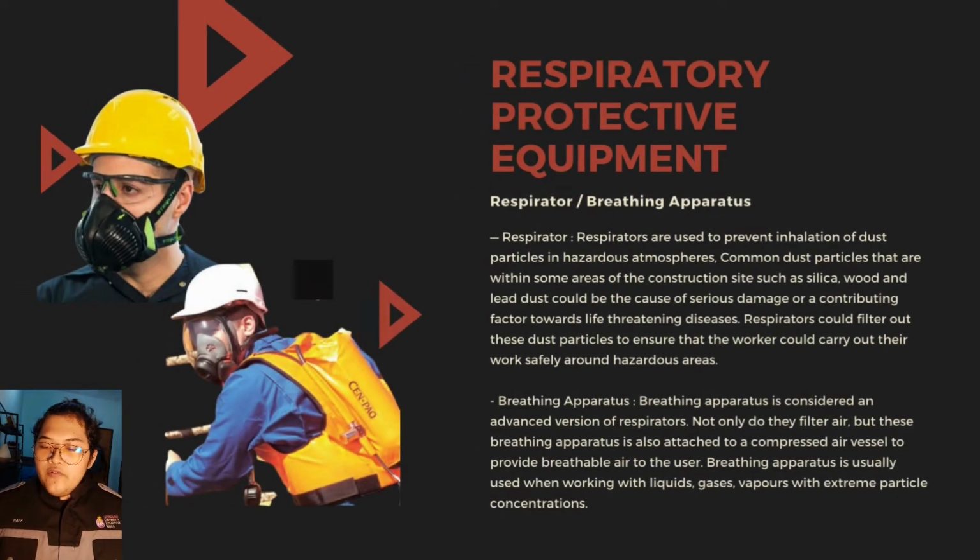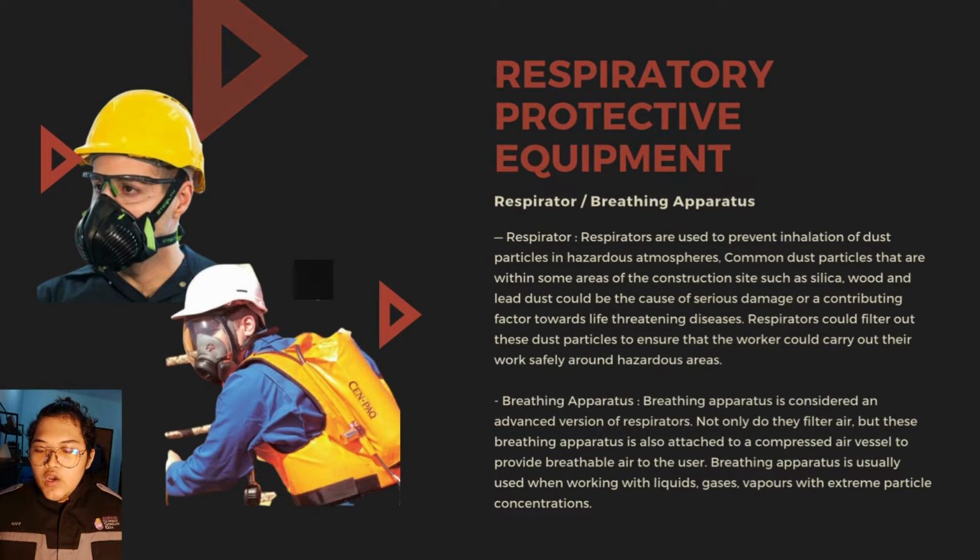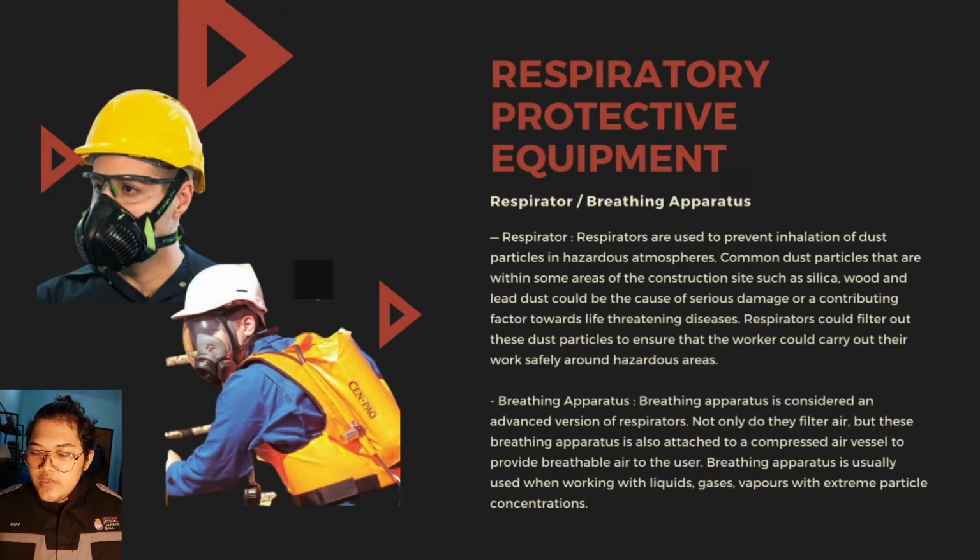There are two main types of apparatus used for respiratory protective equipment, which are respirator and breathing apparatus. Respirators are used to prevent inhalation of dust particles in hazardous atmospheres. Common dust particles that are within some areas of the construction site, such as silica, wood, and lead dust, could be the cause of serious damage or a contributing factor towards life-threatening diseases. Respirators could filter out these dust particles to ensure that the worker could carry out their work safely around hazardous areas.